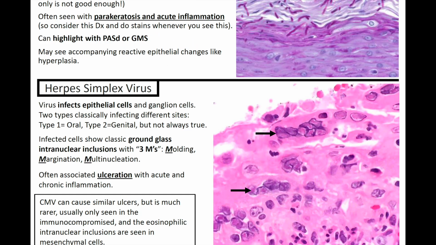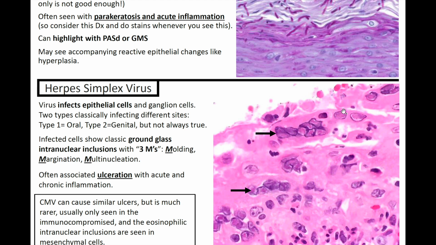Next up, another classic, herpes simplex virus. So the virus infects epithelial cells and ganglion cells. There are two types classically infecting different sites. HSV-1 is an oral herpes, while HSV-2 is genital, but that's not always true. The infected cells show classic ground glass intranuclear inclusions with the 3 M's, which are molding, margination, and multinucleation.